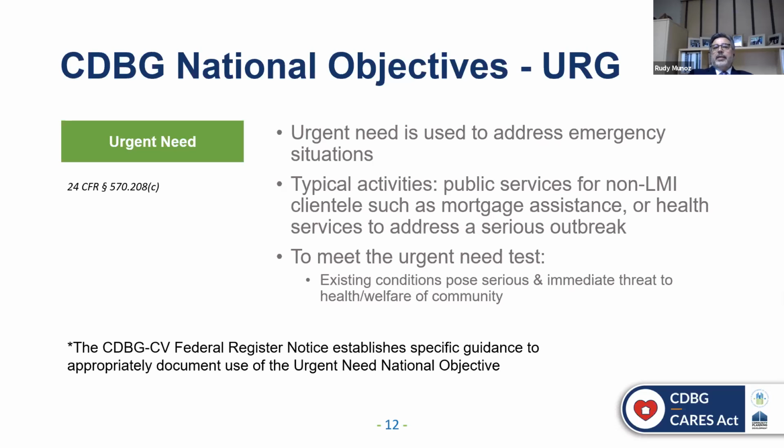As a reminder, when using urgent need, make sure that you're accounting for duplication of benefits and that you are considering other funding sources. Things have changed from day one to current day. So look at what other funding sources are available, or consider using an alternate national objective. Next slide.